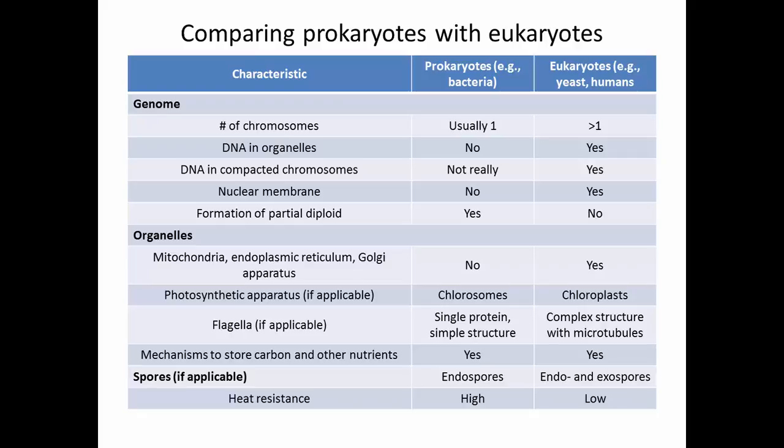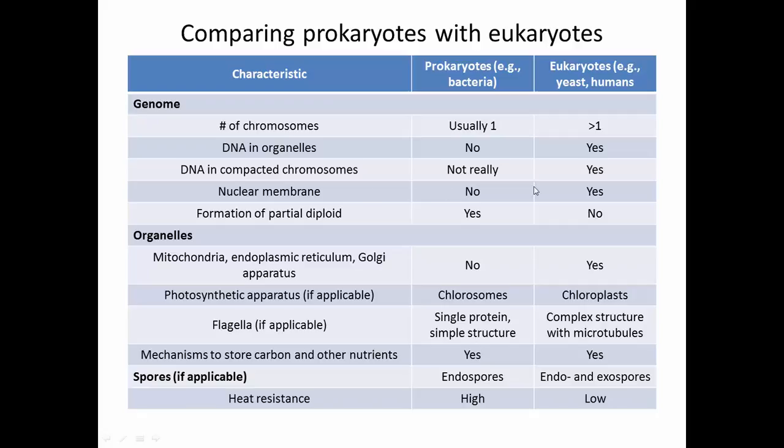Okay, so we can compare quickly before we move on to talking about eukaryotes for a bit. Compare bacteria or prokaryotes with eukaryotes. So, you can see there's some differences in the number of chromosomes. Usually bacteria only have one. Usually eukaryotes have way more than that. DNA, is it found in an organelle for bacteria? No. Eukaryotes, yes. Is DNA compacted into chromosomes? Bacteria have histone-like proteins, but it's not really the same. It's basically just compacted into a small space known as the cell cytoplasm. Eukaryotes, they are compacted into chromosomes.